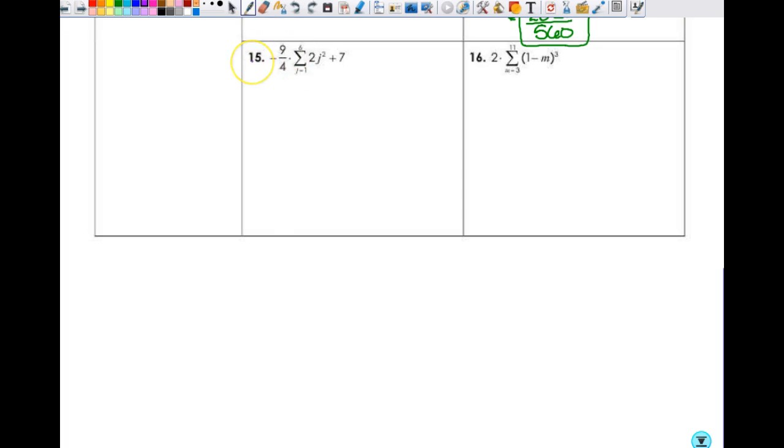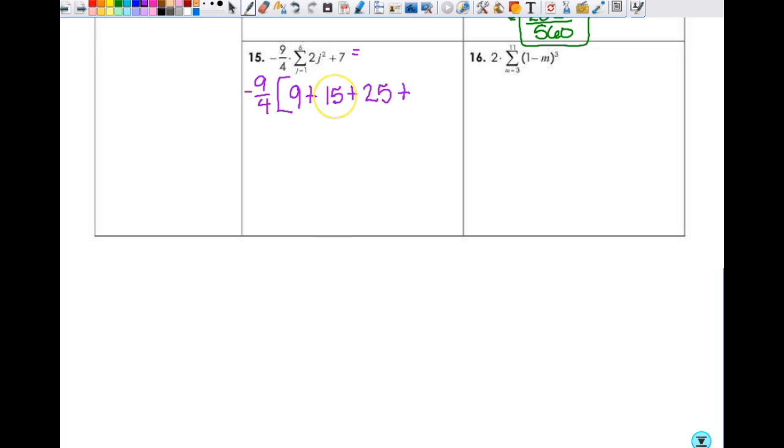So I've got this negative 9/4 out front, which means this just stays out front. Negative 9/4 times, and then I substitute this in. Starting with 1: 1 squared is 1, times 2 is 2, plus 7 is 9. Then 2: 2 squared is 4, times 2 is 8, plus 7 is 15. Then 3: 3 squared is 9, times 2 is 18, plus 7 is 25.